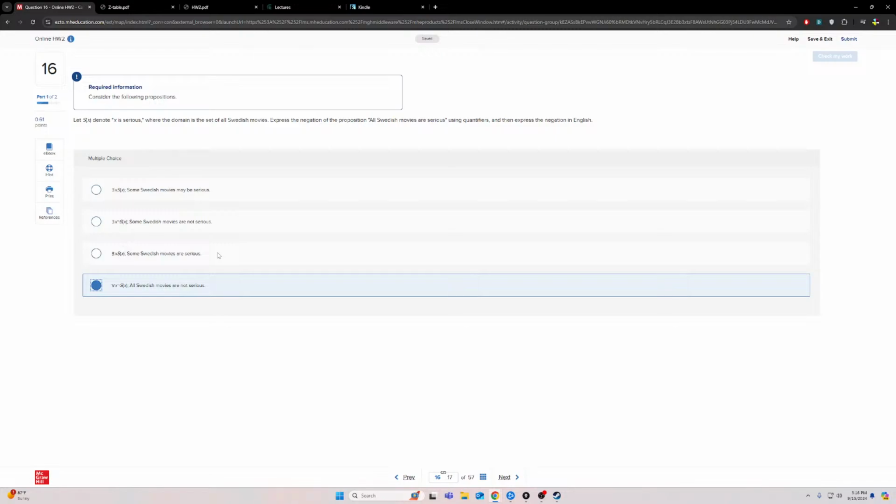Because we can negate either one. We can negate the all Swedish movies, which would be not all, which is some. Some Swedish movies are serious. Or we can say all Swedish movies are not serious. So it's one of these two. Both would be valid negations, if I'm understanding that correctly. Let me look it up.